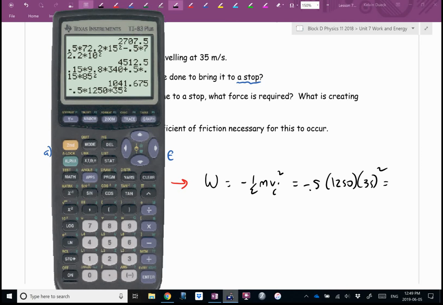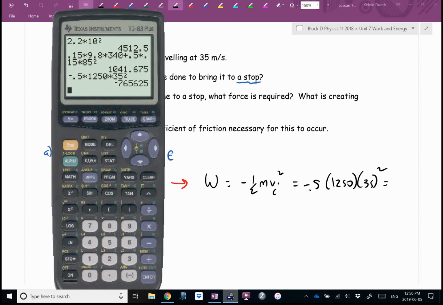What'd you get? I got a fairly big number, which actually makes sense because 35 meters per second is about 100 and some kilometers per hour. You know what? I have a feeling it would take a lot of work to stop a car that was traveling at freeway speed. I'm okay with that. It's not something a human being could do casually.